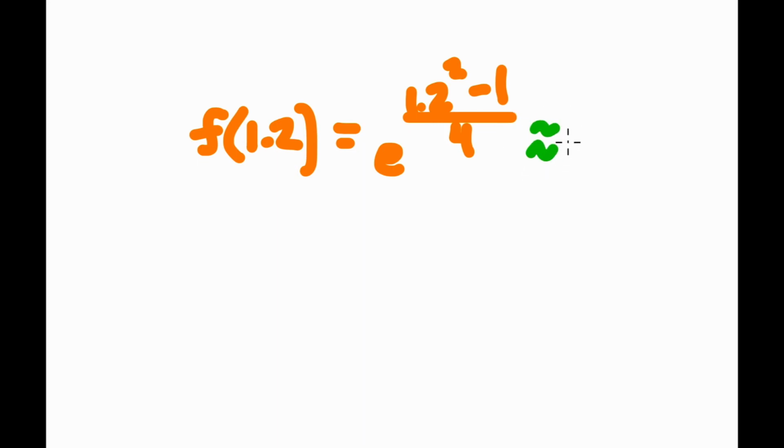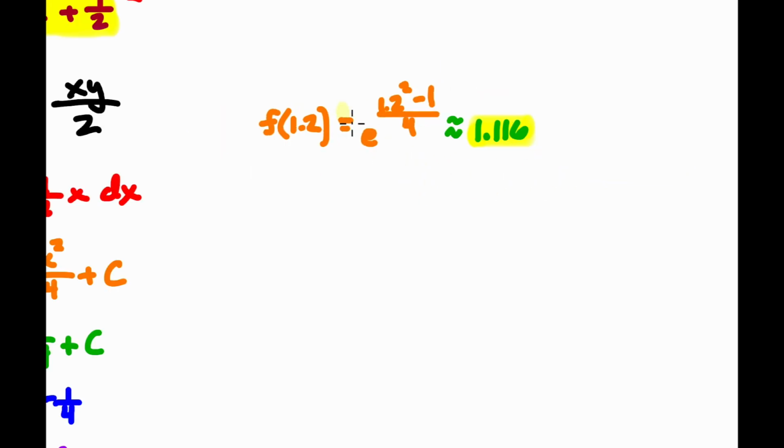So I'm going to put this in my calculator real quick, and you should end up with 1.116 for the 3 decimal approximation. Here's the exact, this part right here, but it says to round your answer, so that's why I'm doing this. So you end up with something like that.